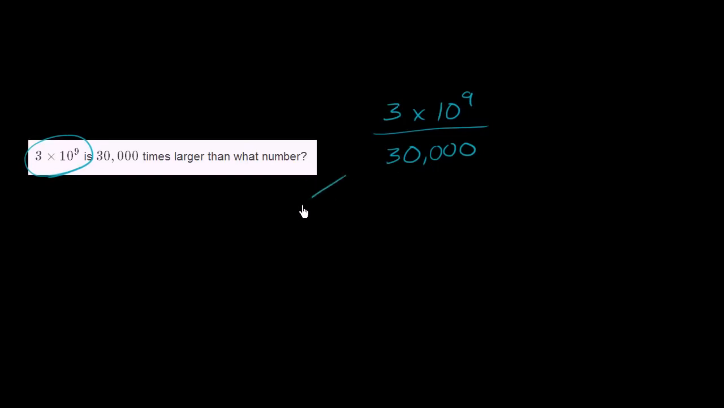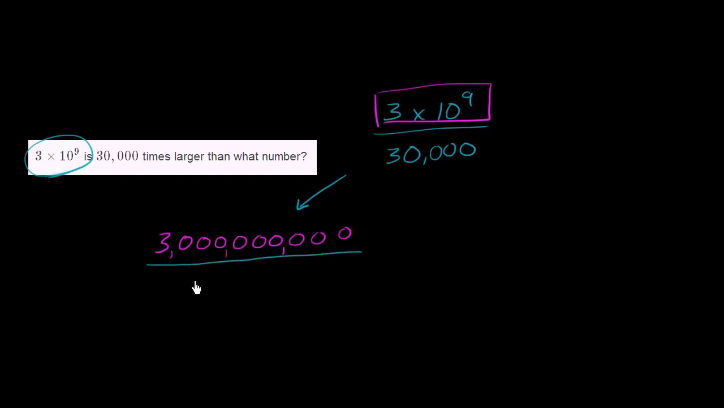So if we were to expand the top number out, we could write that as 3 followed by 9 zeros. 1, 2, 3, 4, 5, 6, 7, 8, 9. Let me put some commas here to make it readable. And then we're dividing that by 3 followed by 4 zeros. 1, 2, 3, 4. And then we could cancel out the zeros. We could say, okay, let's divide the top and the bottom by 10. Let's divide it by another 10, by another 10, by another 10. And then, let's see, we've done all the dividing by 10.